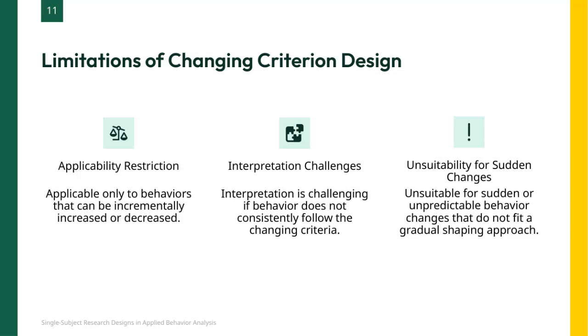When we consider the limitations of the changing criterion design, there are a few important points to keep in mind. First, this design is only applicable to behaviors that can be gradually increased or decreased. It's not suitable for behaviors that can't be modified in small, incremental steps. Second, interpreting the results can be tricky if the behavior doesn't consistently match the changing criteria. If the behavior fluctuates or doesn't follow the set pattern, it becomes harder to draw clear conclusions.